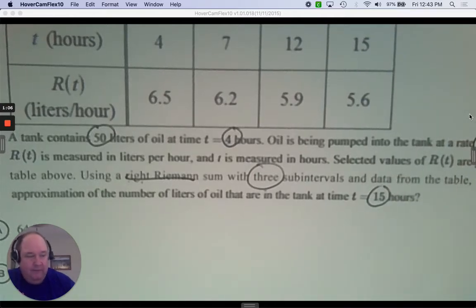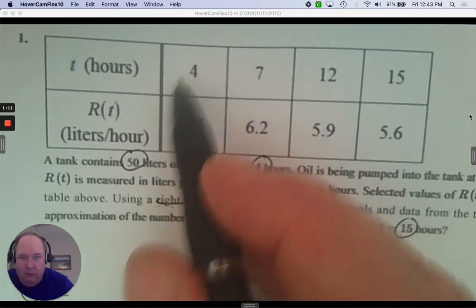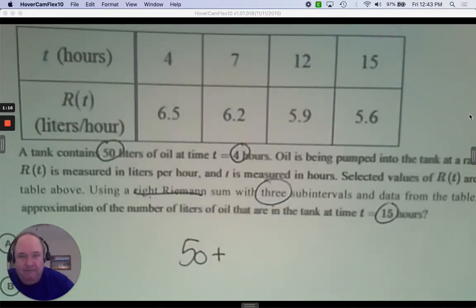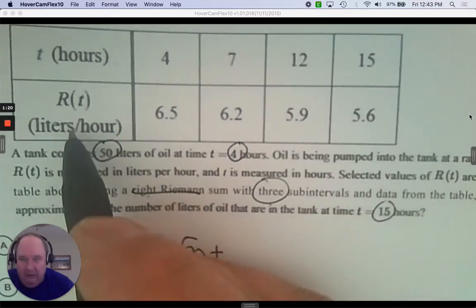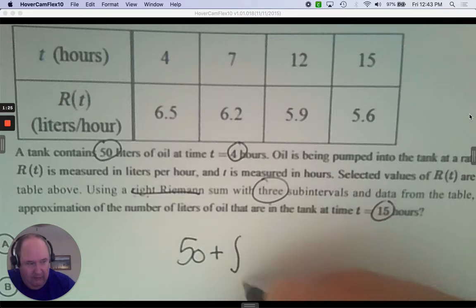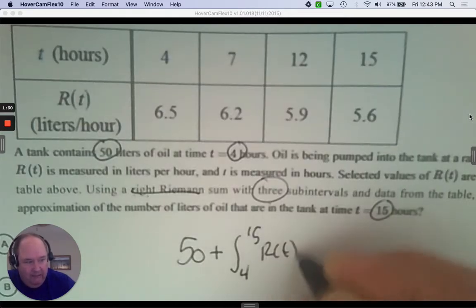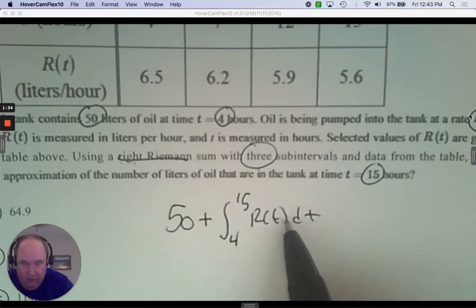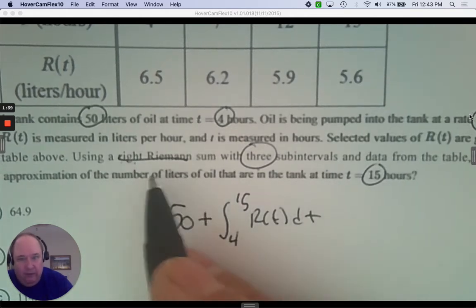So let's break it down. Step 1 is, how much oil is there right now in the tank before 4 hours? We're going to start with that number. Next, if you have a rate and you want to know how much oil there is, you have to integrate the rate, and that will give you the liters. So I'm integrating from 4 to 15, and I'm integrating that rate. How I'm going to integrate that rate to find the number of liters of oil added to 50, which will give me the answer, is I'm going to use a right Riemann sum.